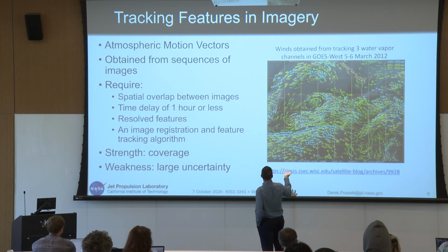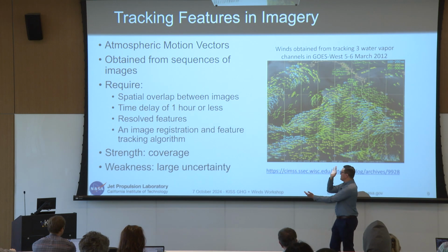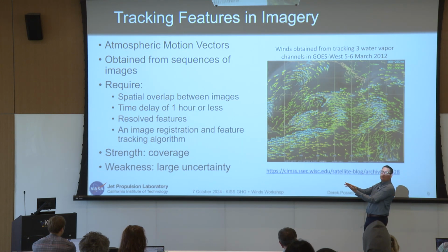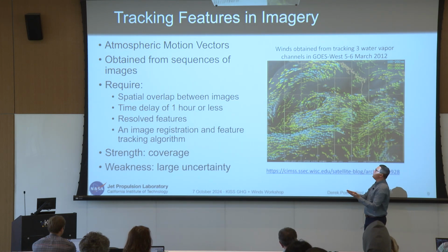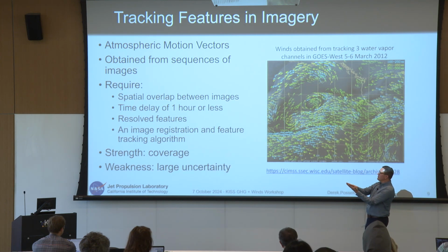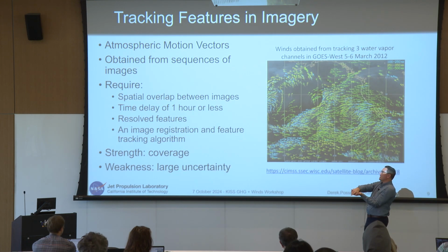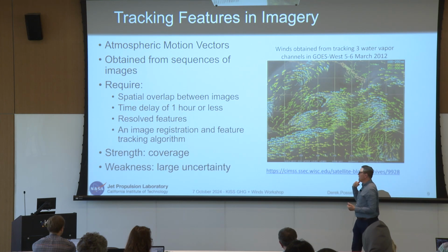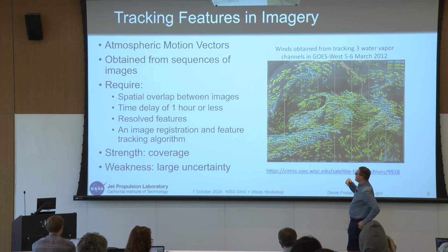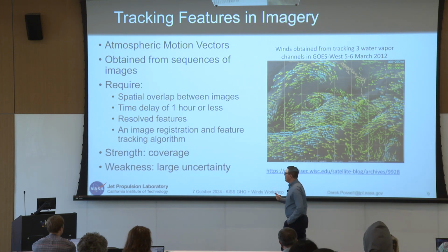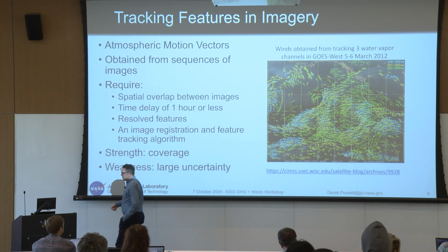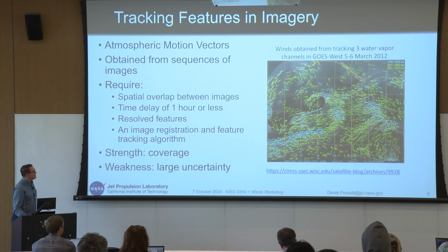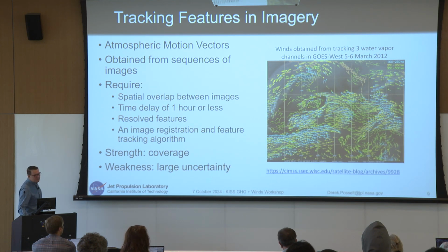But the nice thing is that as long as you have a time sequence of features with spatial overlap between the images and a time delay of about an hour or less, and you can resolve those features, and then you apply an image registration and feature tracking algorithm, you can back out winds. So it could be water vapor, could be anything. They also track the movement of clouds, that kind of thing. So a lot of coverage here, but the weakness is that there's pretty large uncertainties. I'll show you some quantitative results on that in just a second from some of the work we've been doing.